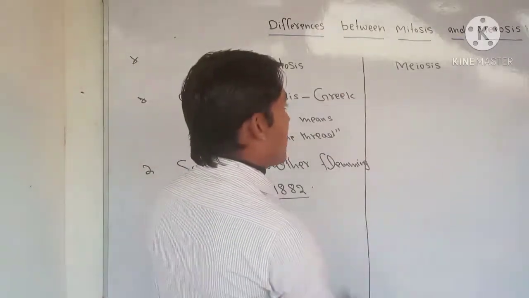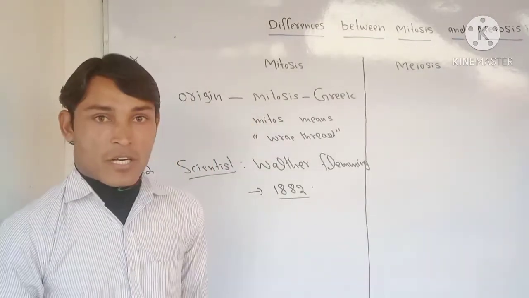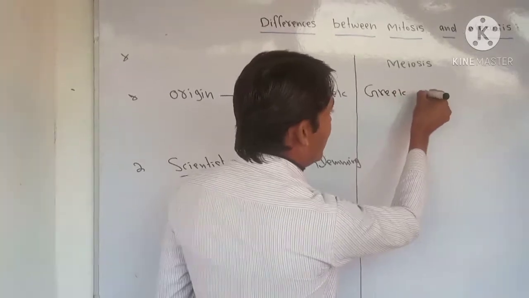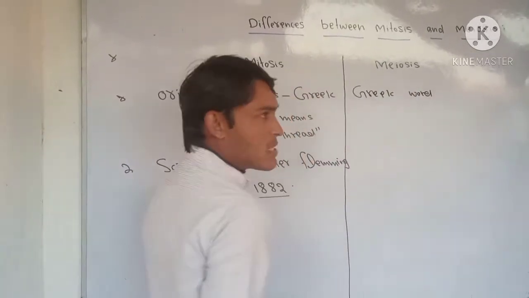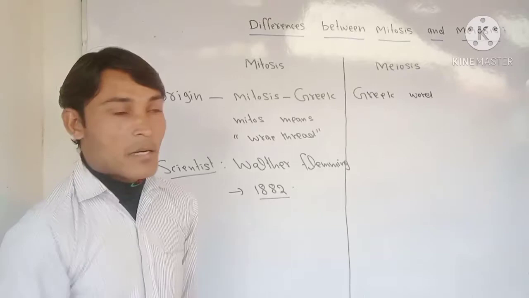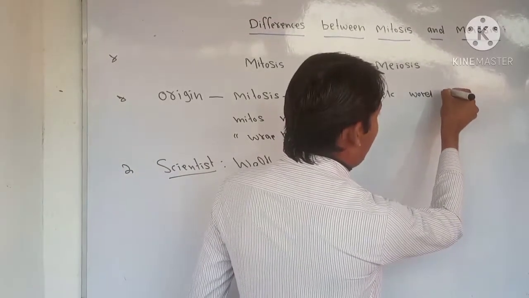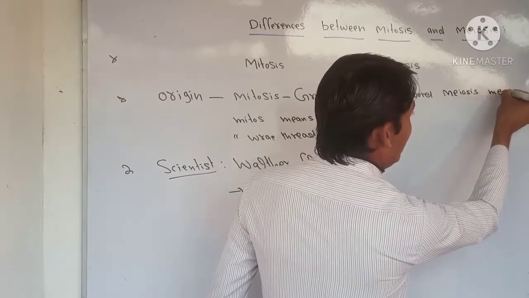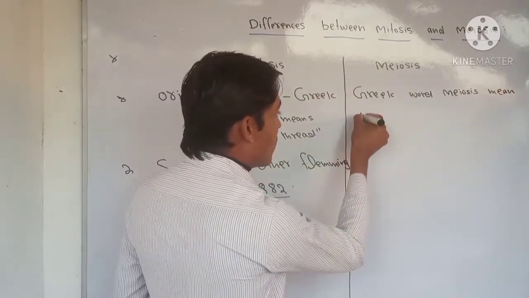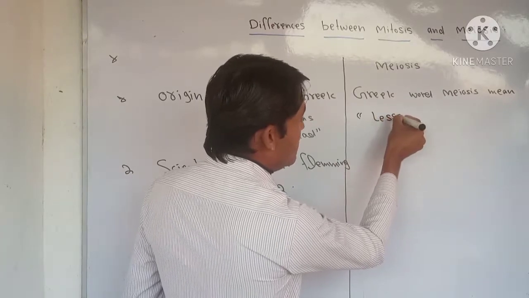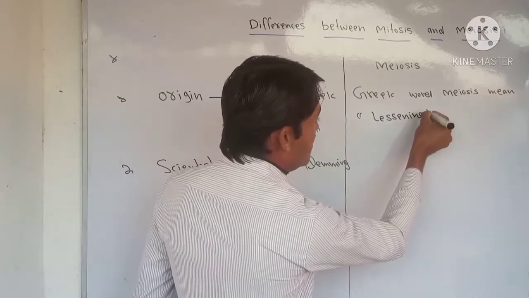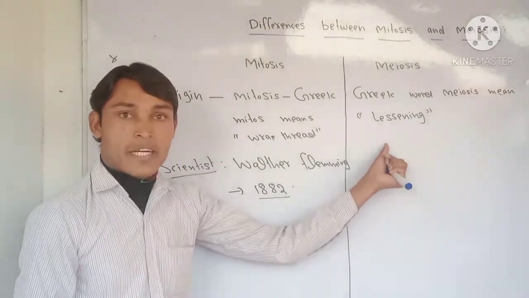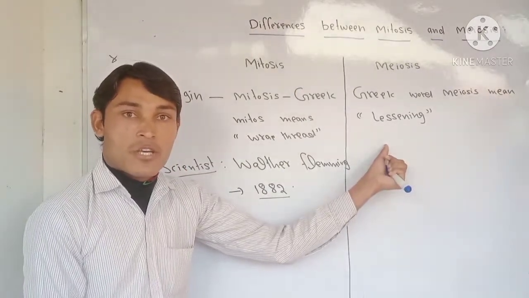Now let's compare with the origin of the word meiosis. Meiosis is also taken from a Greek word, meiosis, which means lessening.